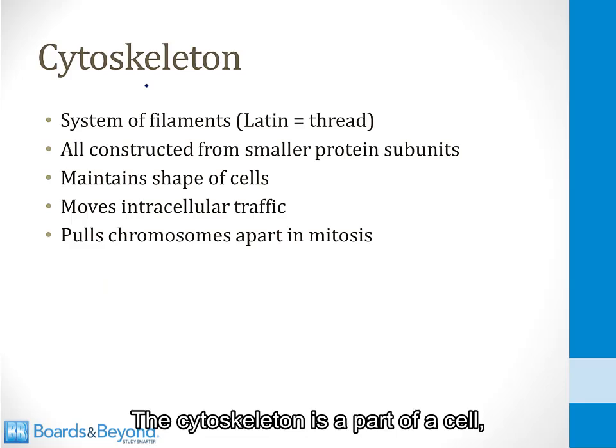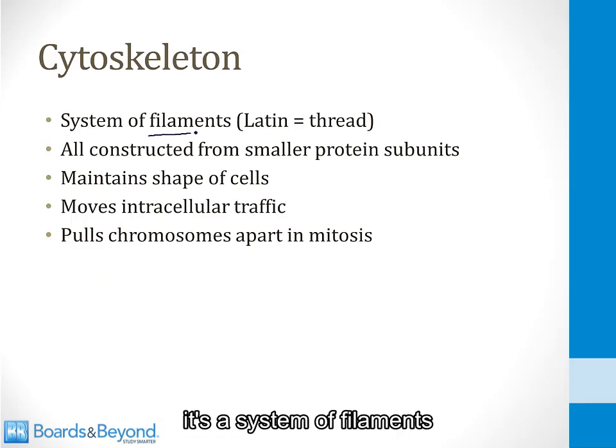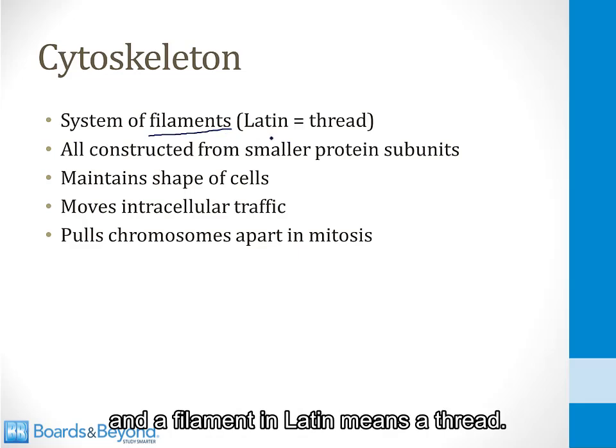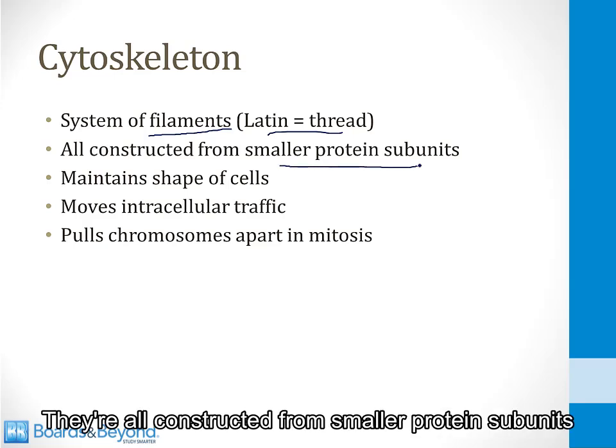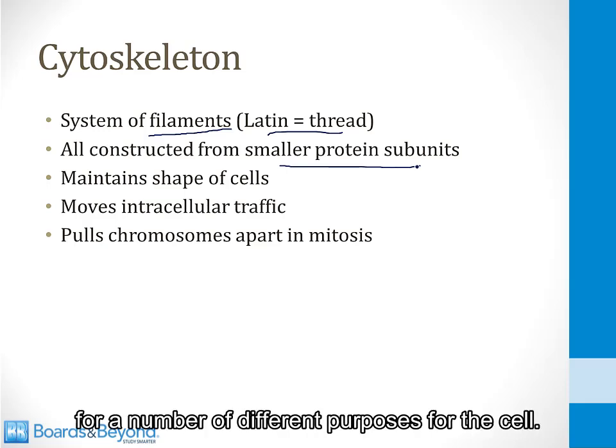The cytoskeleton is a part of a cell. It's a system of filaments, and a filament in Latin means a thread. So these are thread-like structures inside of cells. They're all constructed from smaller protein subunits, and they're important for a number of different purposes for the cell.